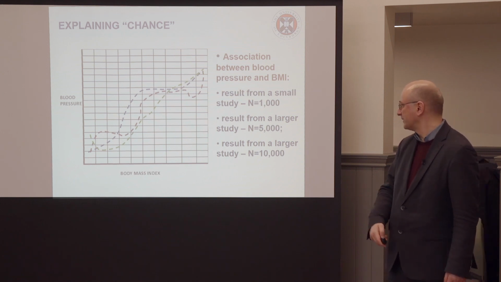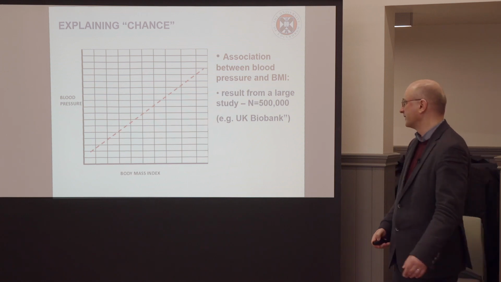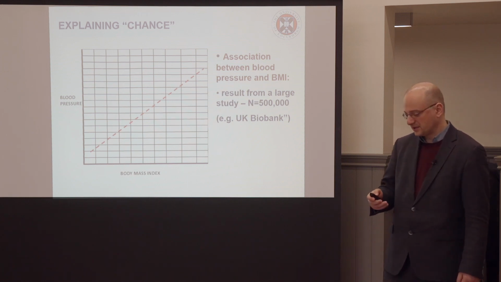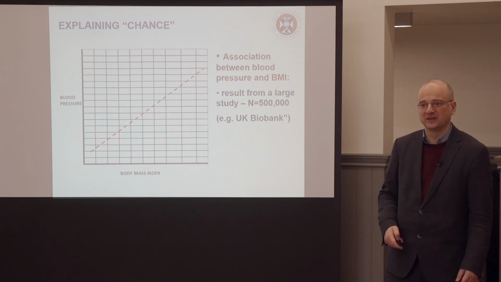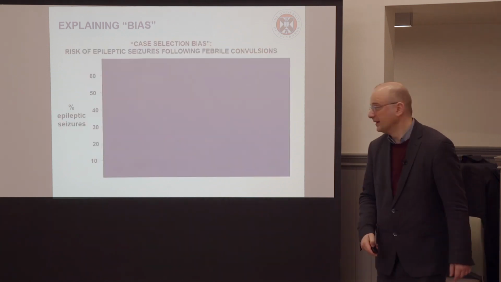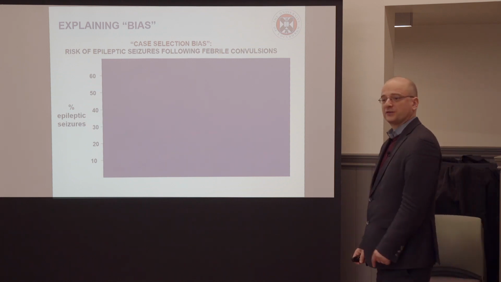So what we are considering a very large sample is hundreds of thousands of people, and then you get much clearer results. So this is how much you need to get really clear answers in epidemiology. So bigger is always better, remember. Now, let's explain bias.